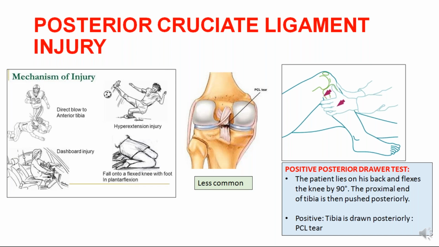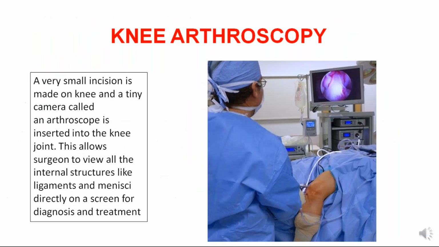Now coming to the diagnostic and therapeutic modality involved with the knee joint, a process called knee arthroscopy, where a small incision is made on the knee and a camera, which is an arthroscope, is inserted into the knee joint, and all the internal structures like ligaments and menisci are directly visualized on the screen. And this can be done both for diagnosing as well as for treating the patient.